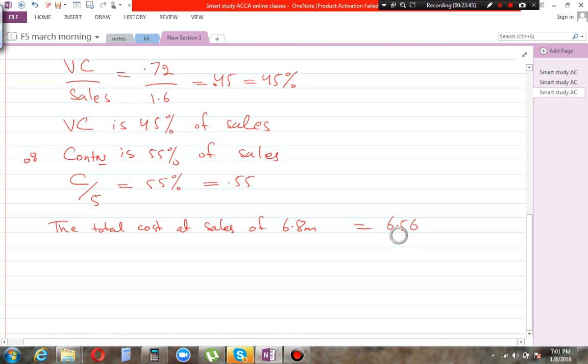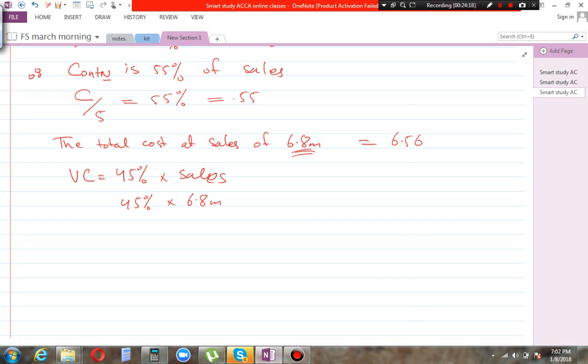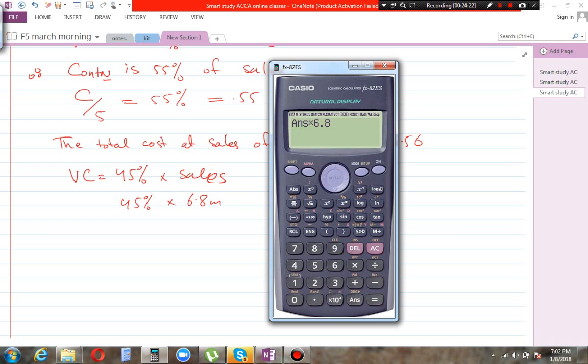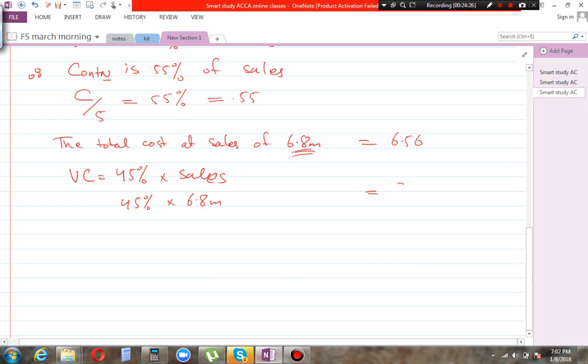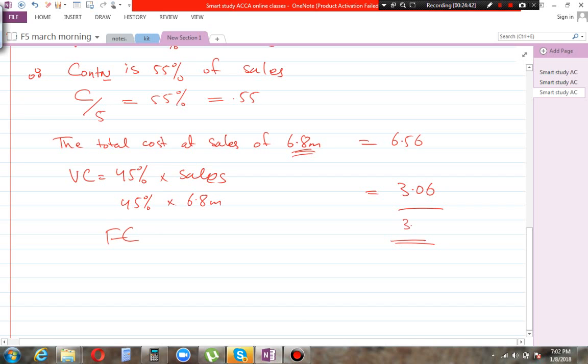Now look, if the total cost is this much, and we also know the variable cost, which is 45% of sales, then obviously if you deduct variable cost from total cost, this will give you fixed cost, right? So at this level of sales, total cost is 6.56 and variable cost is equal to 45% of sales. So 45% of 6.8 million should be equal to 3.06. If you deduct this, it will give you the fixed cost. So 6.56 minus 3.06 will give you 3.5 million. So 3.5 million is fixed cost.